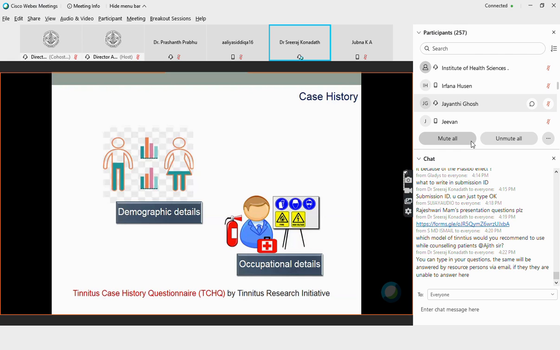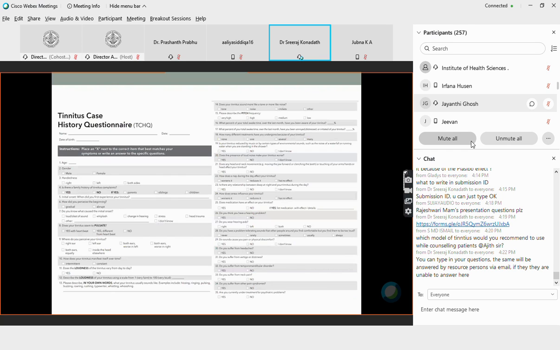And to make your life easy, there is already a ready-made questionnaire available. There are multiple questionnaires available. Tinnitus Case History Questionnaire: you can note down the name, by the Tinnitus Research Initiative in Germany. They have designed a questionnaire to ask for case history. I have the representation here. You can see there are a fixed set of questions, almost 30-35 questions. It will cover everything.